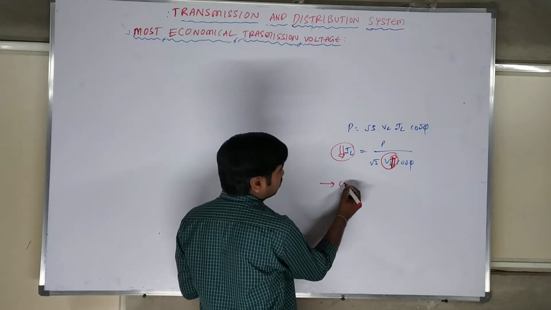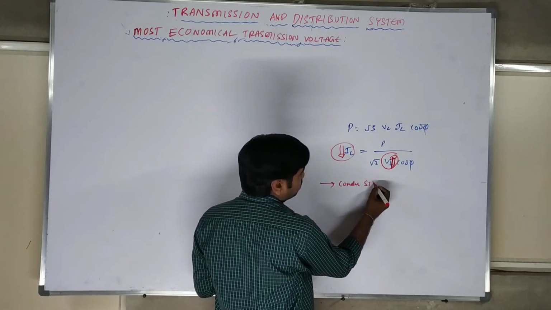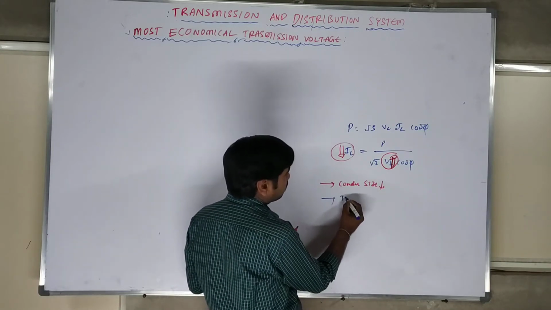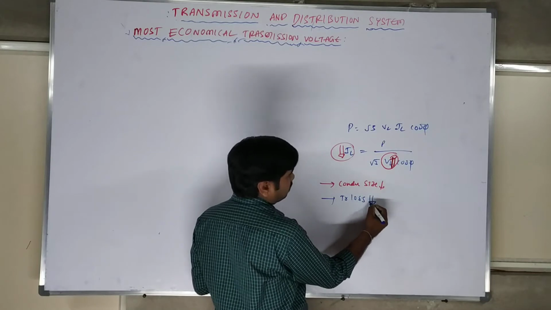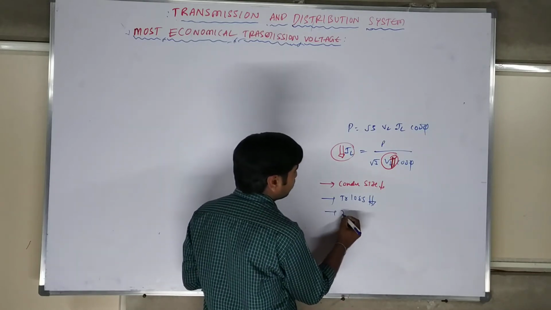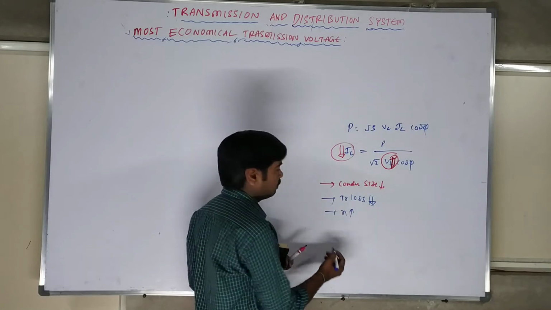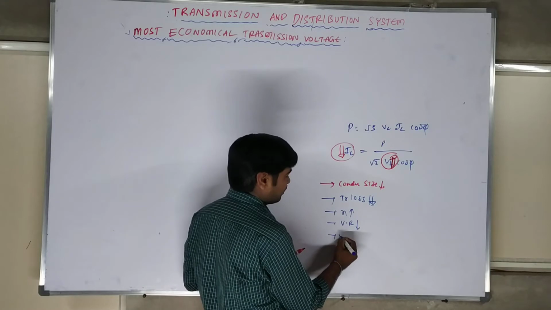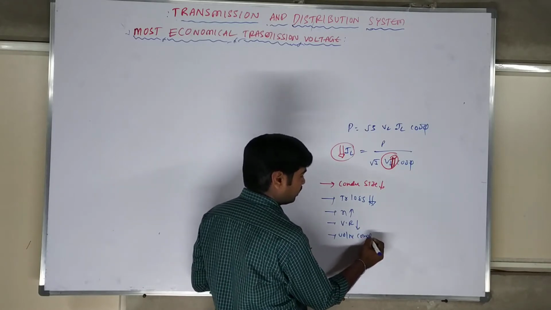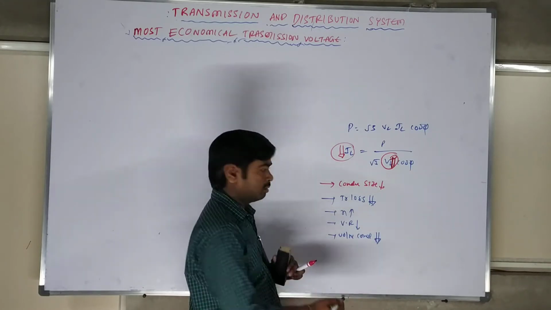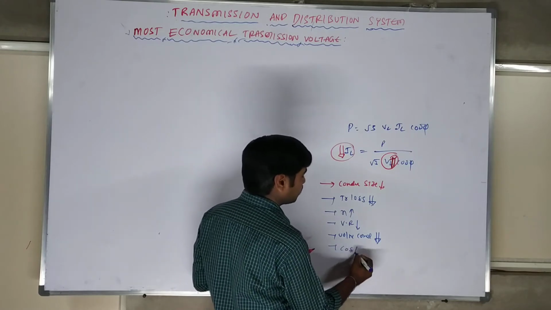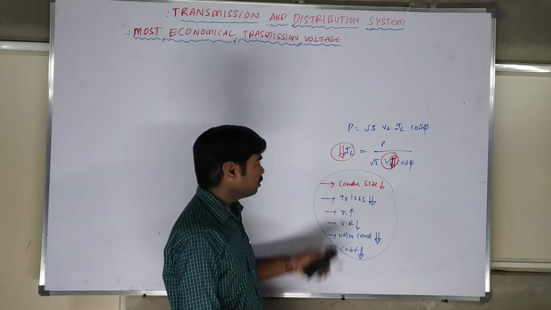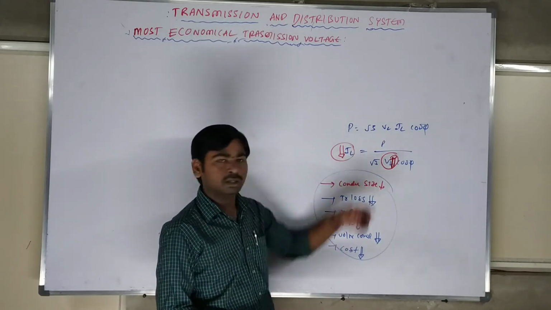What is going to happen? Conductor size decreases. That is one advantage you wrote already. Then transmission losses also reduce, and efficiency also increases. Voltage regulation decreases. The volume of conductor material also reduces. The overall cost of a transmission line also reduces. That is also advantage. So this is the way we get advantages when voltage increases.